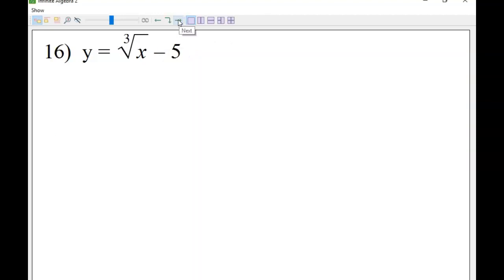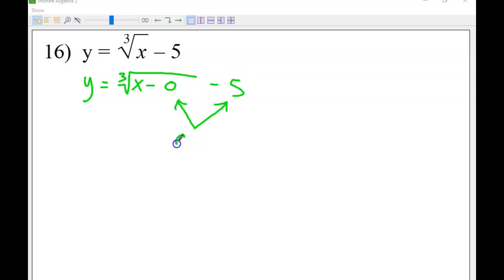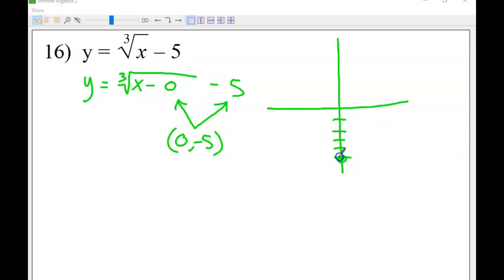Pretty chill. All right, on this one, we have the number that's outside the square root, but what we don't have is the number inside of the square root. So I'm going to rewrite it like this, just so it looks a little bit more familiar. So in this case, my starting point would be 0, -5. And it's positive here and here, so that's up and to the right. And since it's a cube root function, we have the other side as well.